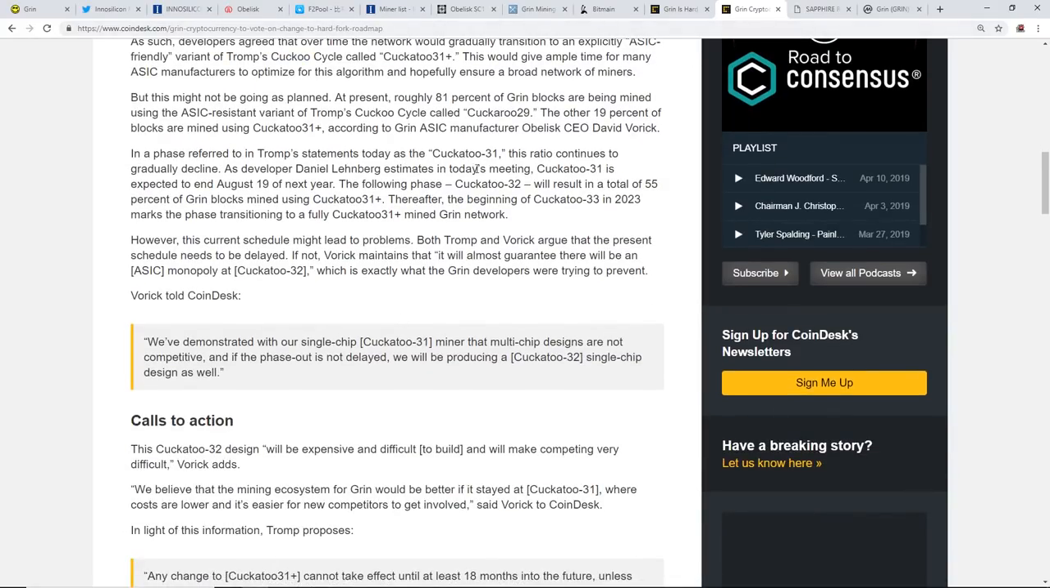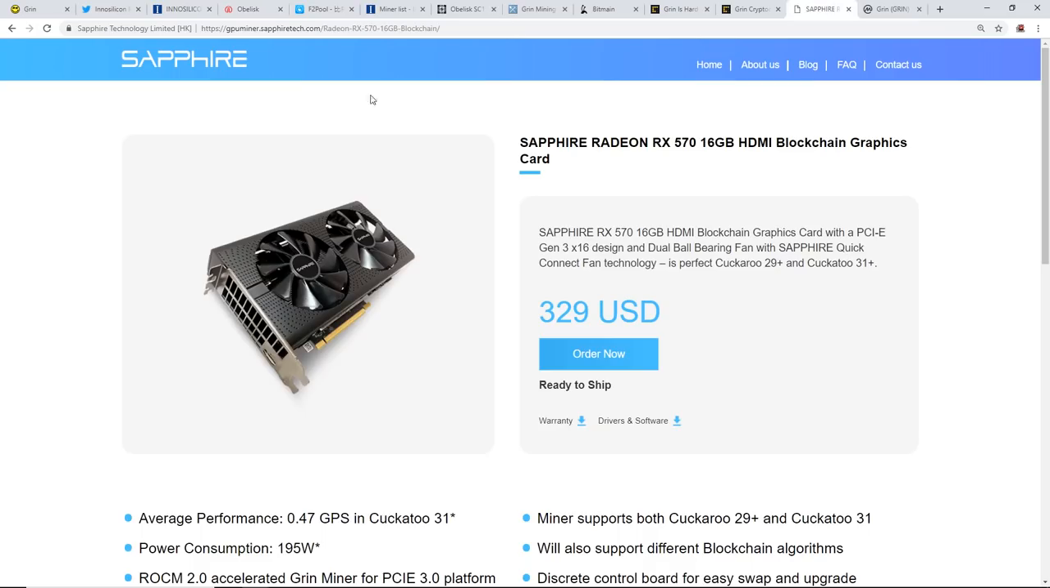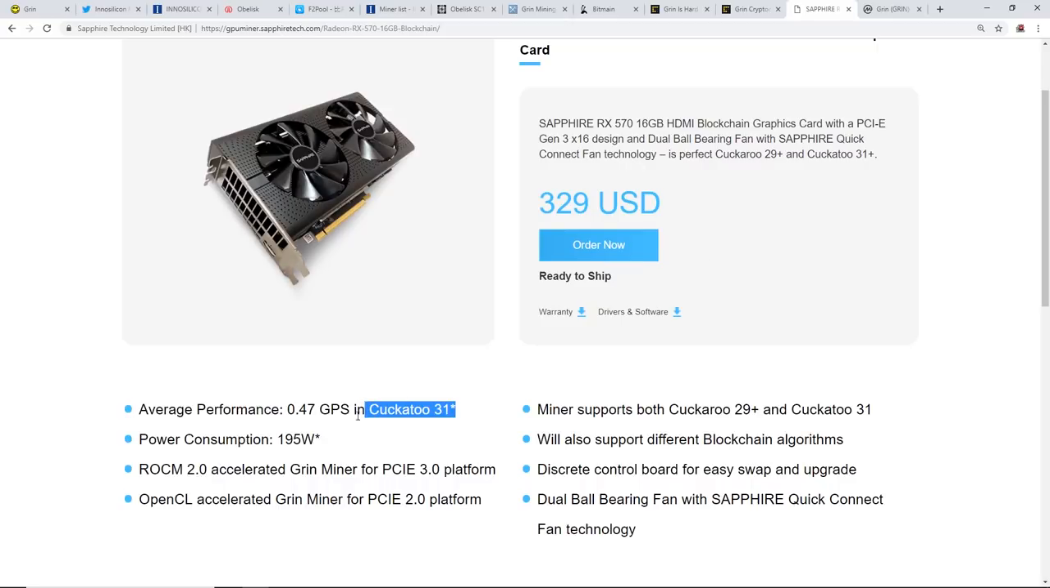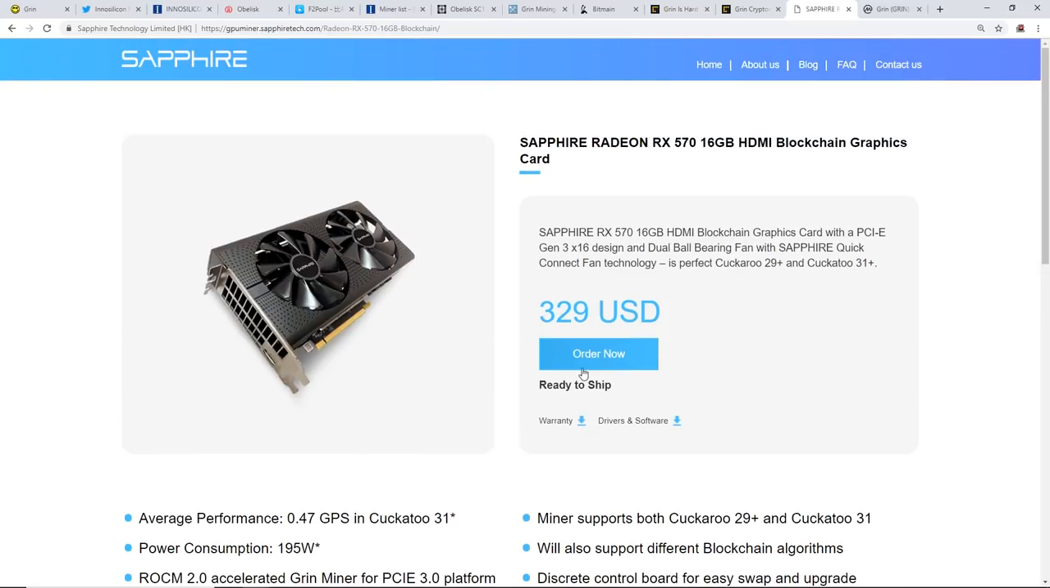But another thing that's interesting with these ASIC miners is that there was the Sapphire mining card. You guys all know the Sapphire Radeon RX 570 16 gigabyte Grin card, specifically for Cuckatoo 31. Apparently the average performance on that is 0.47 graphs per second. And you can actually order it right now for $329 USD.